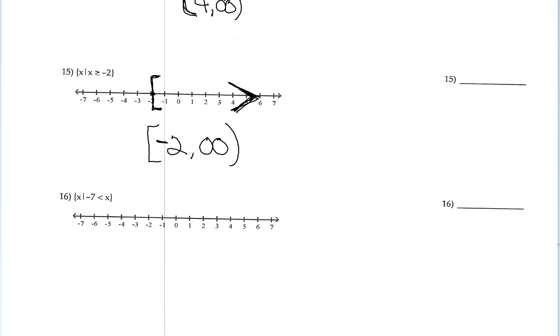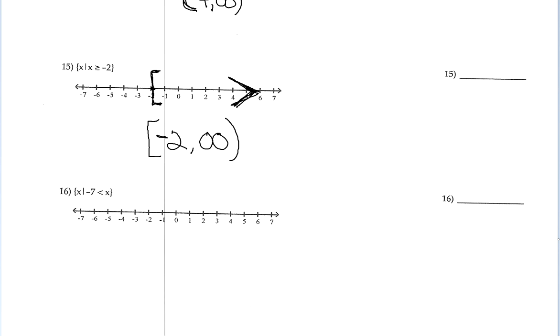Number 16. Remember, I'm going to look at it in the mirror, or the rule is to take the values that you have on either side of the inequality, flip them around as they are, x and negative 7, and then just take the sign and flip it so it'll be greater than.